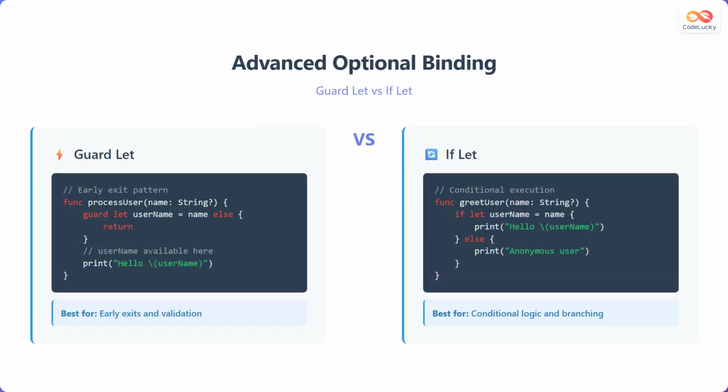Swift provides 2 advanced optional binding techniques. Guard-let is perfect for early exit patterns and validation. It unwraps the optional and makes the unwrapped value available throughout the rest of the function scope. If the optional is nil, the else block must exit the current scope using return, throw, or continue. This keeps your main logic clean and unindented. If-let is better for conditional execution, where you want to perform different actions based on whether the optional has a value. The unwrapped value is only available within the if block. Choose guard-let for validation and preconditions, and if-let for conditional logic and branching scenarios.